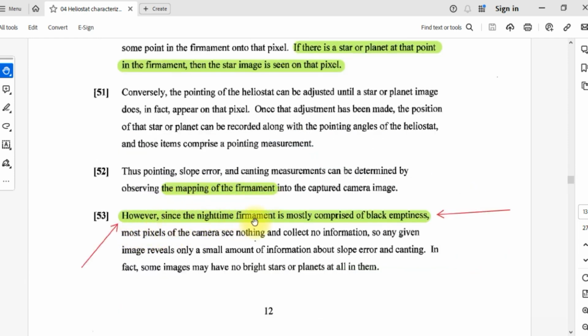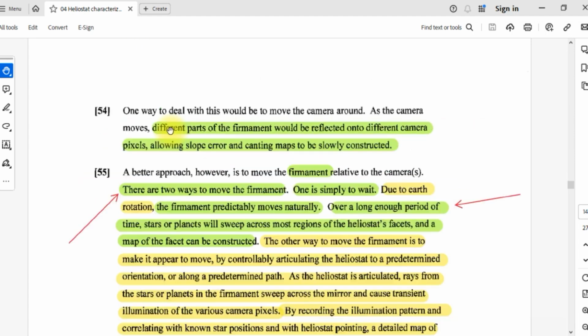However, since the nighttime firmament is mostly comprised of black emptiness, different parts of the firmament would be reflected onto different cameras' pixels, allowing slope error and canting maps to be slowly constructed. There are two ways to move the firmament. Now here they say due to the Earth's rotation, but we know Earth does not rotate. They consider it to be fixed and non-rotating, and the stars moving from east to west.